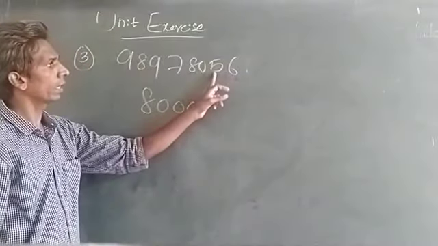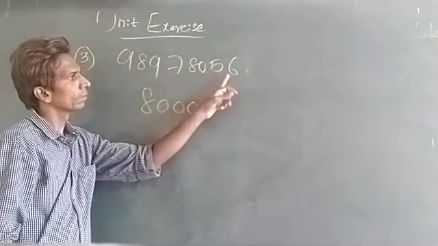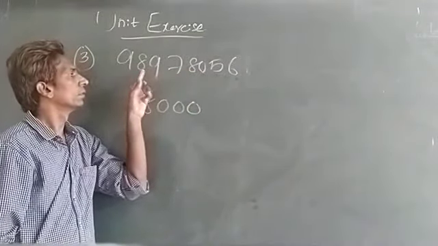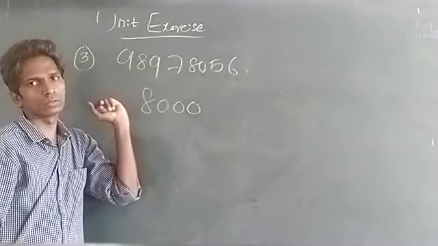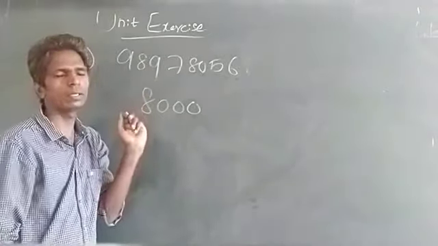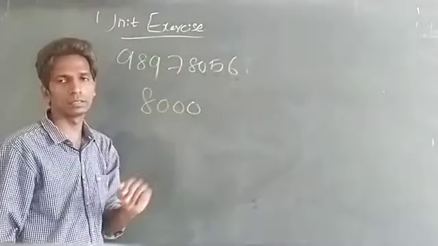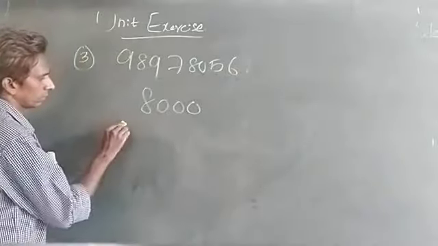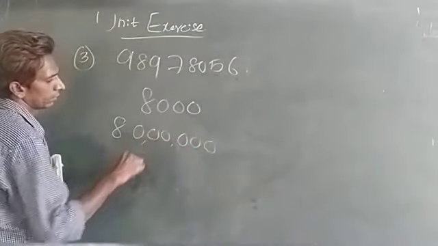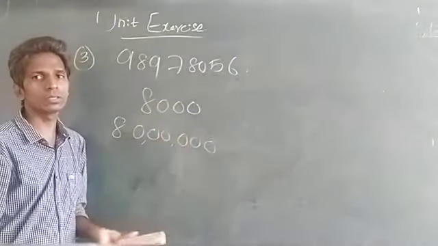Another number. Units, tens, hundreds, thousands, 10,000, lakh, 10 lakhs, crores. So we don't want the 9, we want only 8. 8 is in the place of 10 lakhs. So how many zeros will come? After 8, 1, 2, 3, 4, 5, 6. So you want to put 6 zeros. So what is the number? 80 lakhs. Okay, 80 lakhs and 8000.